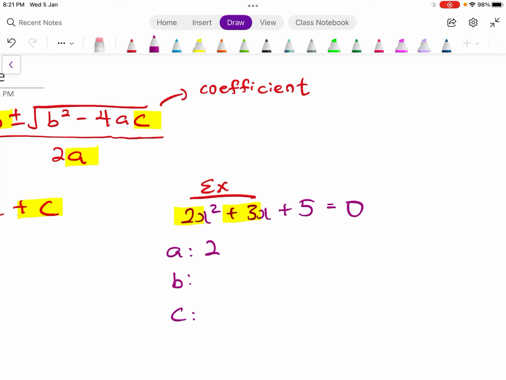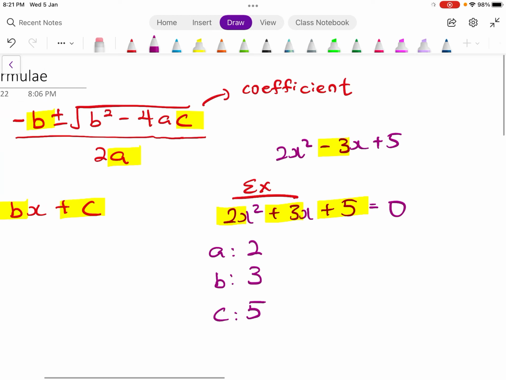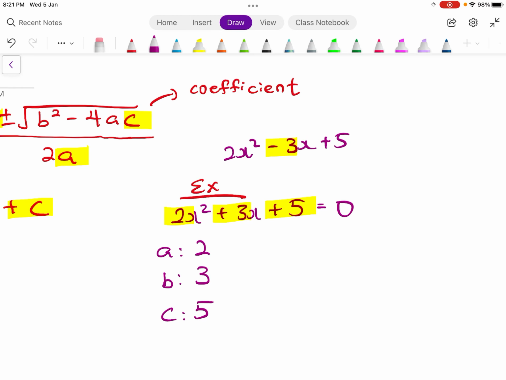Just take note of one thing. If I give you 2x squared minus 3x plus 5, always take the sign with the number. Then of course, last but not least, c is 5, positive 5. So these are all the numbers. This is a very simple exercise on our a, b, c.